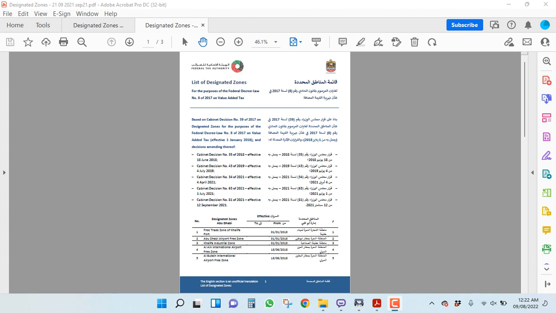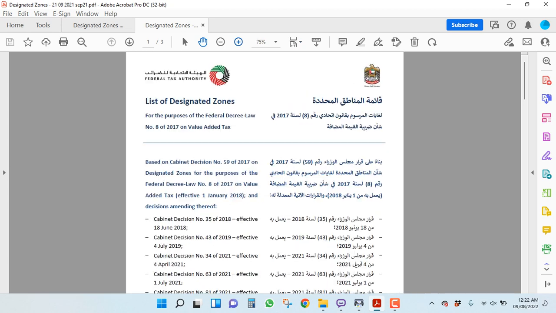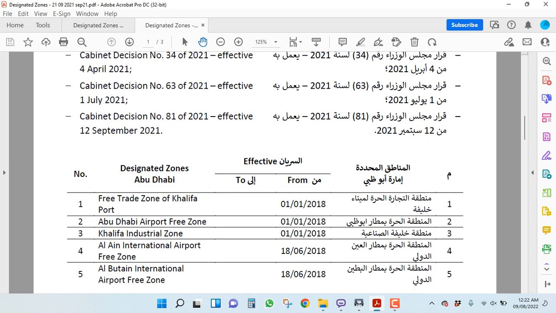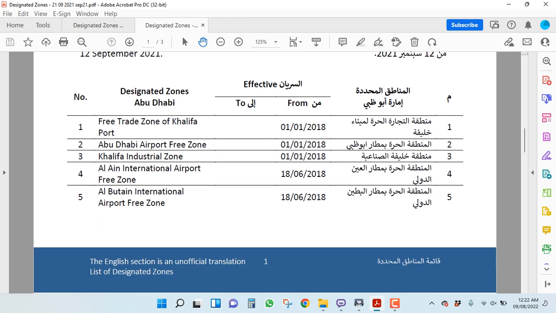Now there is a list of designated zones. You can see there are around 27 designated zones in the UAE. You can check according to your Emirates.